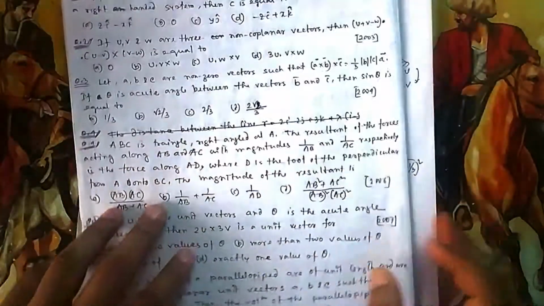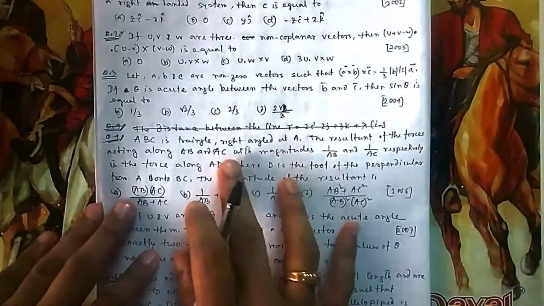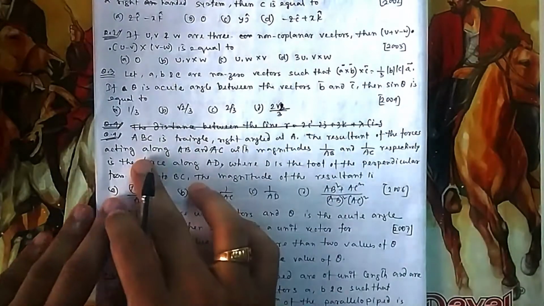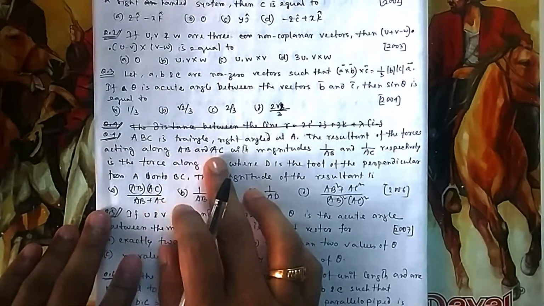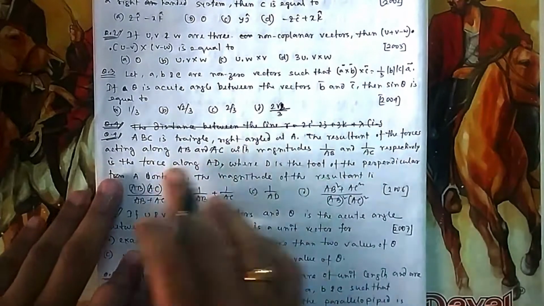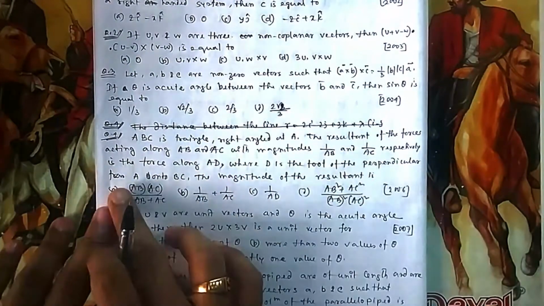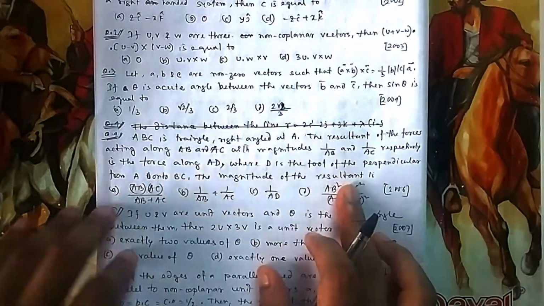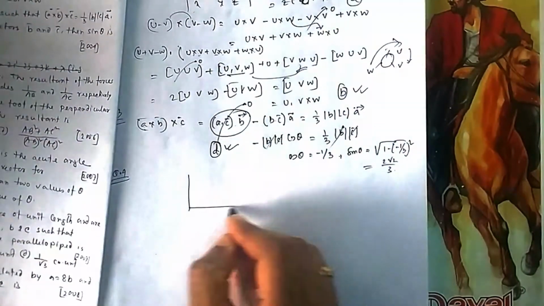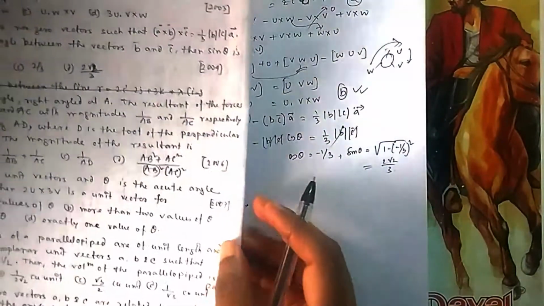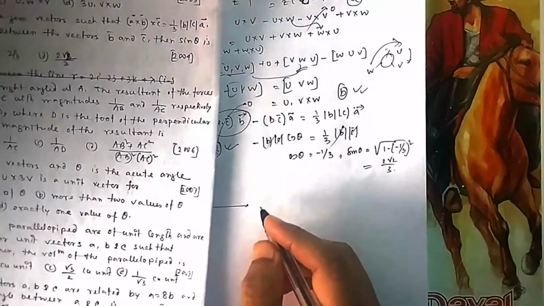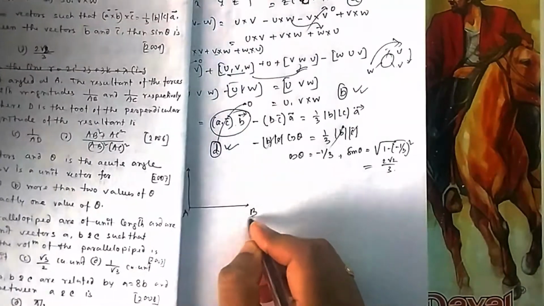Next, if you come to 4, ABC is a triangle right angled at A. The resultant of forces acting along AB and AC with the magnitudes 1/AB and 1/AC respectively is a force along AD, where D is the foot of the perpendicular from A to BC. The magnitude of the resultant is? So let us draw this one. Suppose this is A, this is B, so it is perpendicular at A, and these are AB and AC.